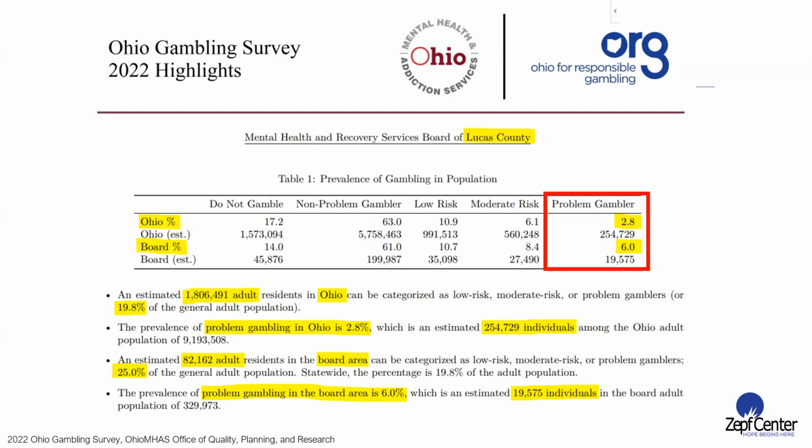Now, when we're looking at these other categories of do not gamble, non-problem gambler, low risk, and moderate risk, you can see that for moderate risk for Lucas County, it's 8.4% and low risk is 10.7%. And what that means is that they may not meet criteria for gambling disorder, but without intervention, they are very well on their way to become a problem gambler. That's kind of where the trajectory is headed. If you've got that moderate risk and that low risk, that's really where our prevention efforts come in to try and mediate those risks from becoming any greater.